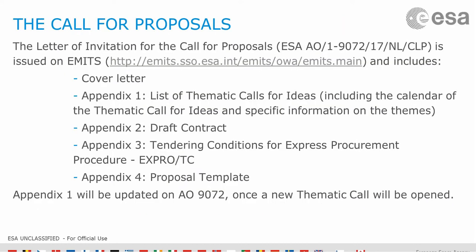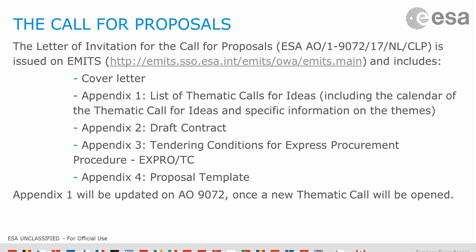So what does the call for proposals consist of? The call for proposals is launched on ESA's electronic tendering system, EMITS. You can see the link here, emits.sso.esa.int, under the announcement of opportunity number 9072. On that website, click on the menu on the left bar called Open Invitations to Tender. Then search for 9072, and you will find this call.